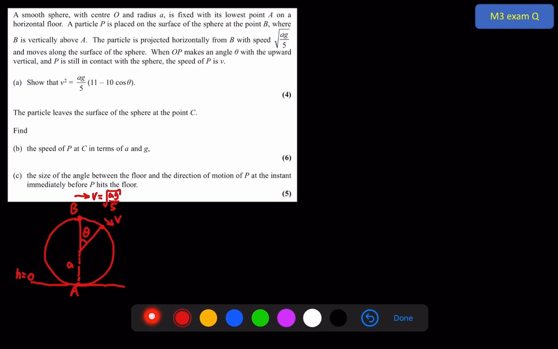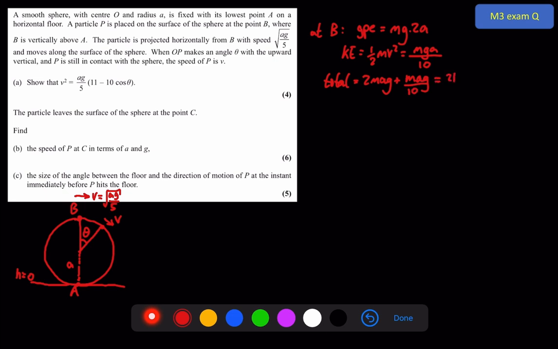What I'm going to do is consider at B the energy in the system. We know the gravitational potential energy is equal to mass, which they haven't given us. That's unusual. Usually they give at least an m, so let's call it m, times g times the height, which is 2a. And we do have kinetic energy, a half times mass times v squared, which was given, that's mga over 10. So our total energy in the system is 2mag plus a tenth mag, 21mag over 10. Let's call this point here point C.